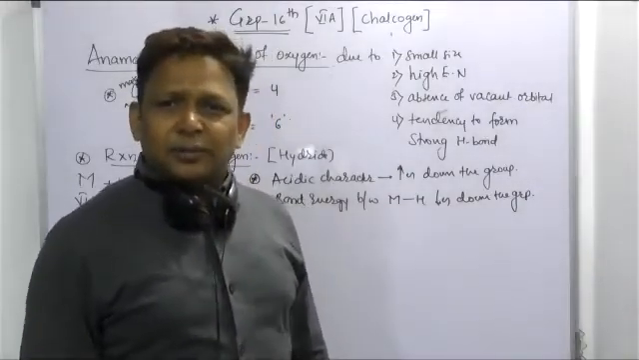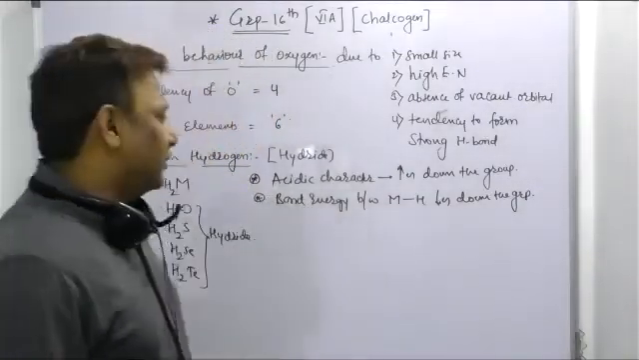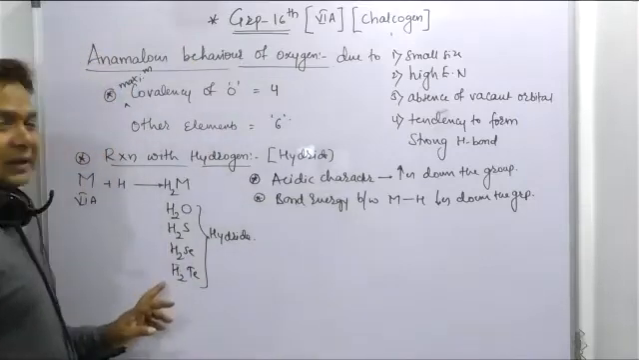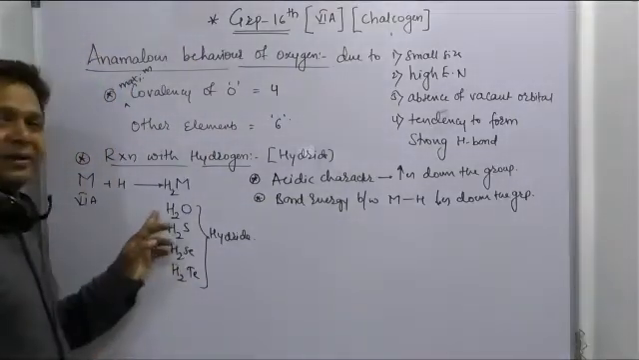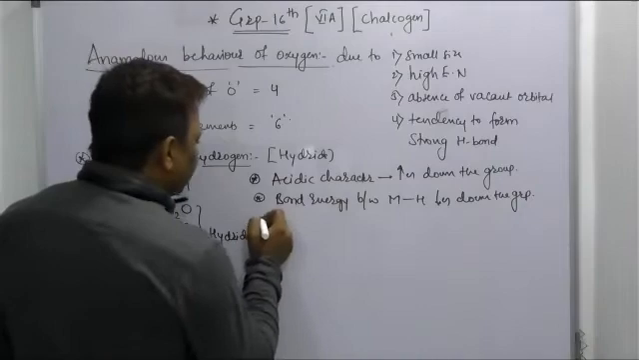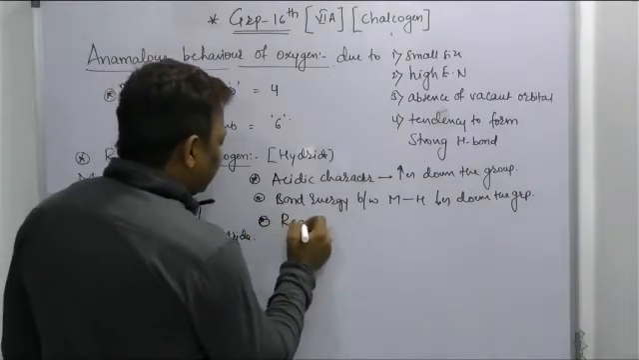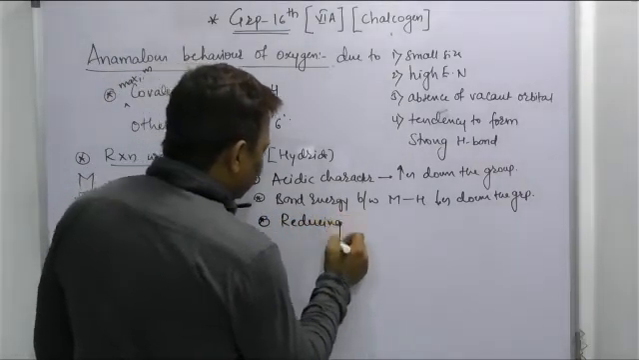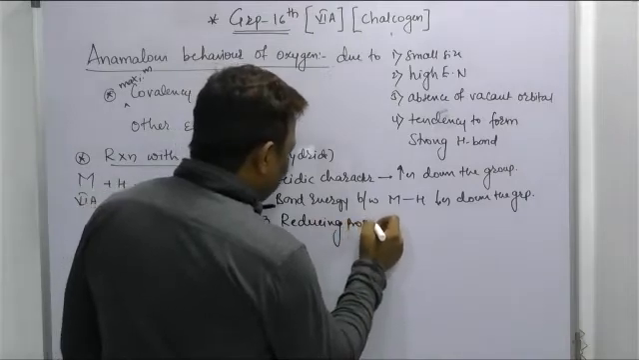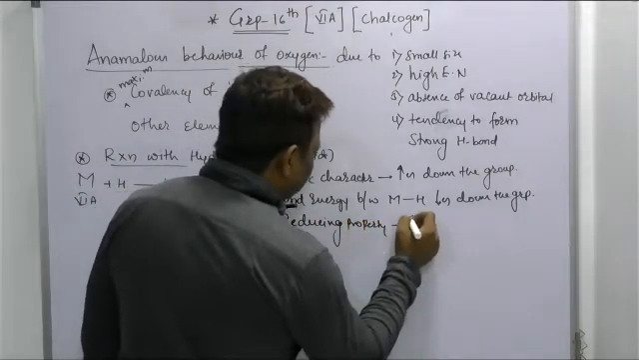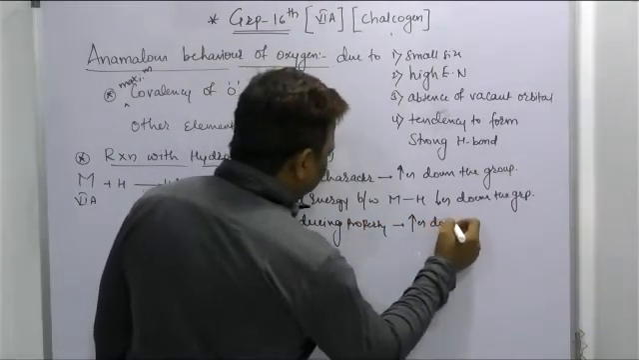So can we talk about the reducing property also? Yeah, beta. It has more tendency to give the H plus than this one. So reducing property also increases down the group. Hence we can say the reducing property of this hydride also increases down the group.